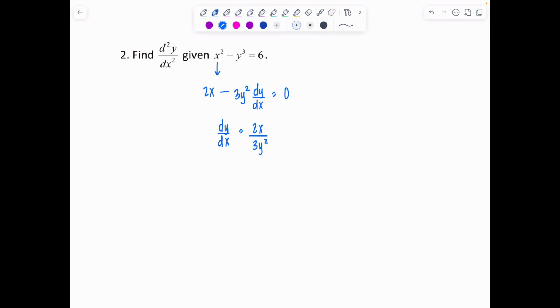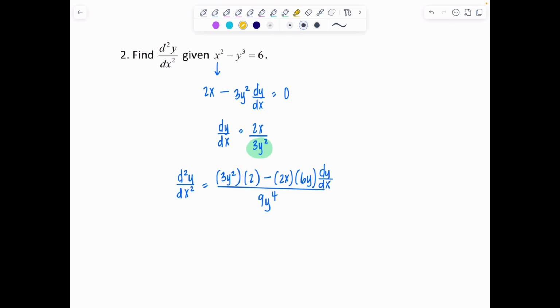Now I'm going to differentiate this again with respect to x. So my second derivative with respect to x, quotient rule, yes? Okay, so we've got low d high minus high d low. Pay attention here. Derivative of 3y squared is going to be 6y dy dx, since it's a function of y, over the denominator squared, which is 9y to the 4th. Now, what do I do from here? Well, to clean up, I'm going to need to replace dy dx with what we found earlier for our first derivative, okay?